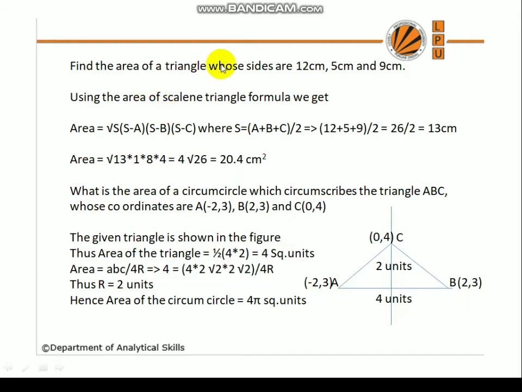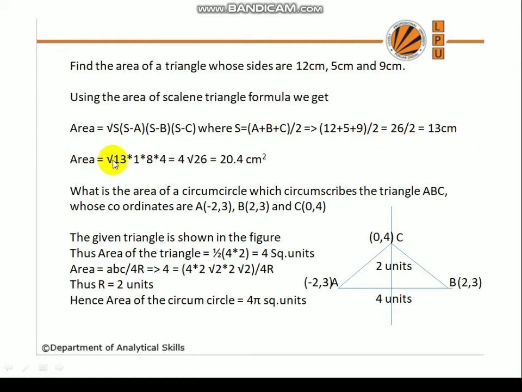Find the area of a triangle whose sides are 12, 5 and 9 centimeters. As we can see, all the sides are different, so we can use the area of a scalene triangle formula. What is the area of a scalene triangle? Under root S into S minus A, S minus B, S minus C, where S is equal to A plus B plus C by 2. So what is S here? 12 plus 5 plus 9 by 2, which is equal to 26 by 2, 13 centimeters.